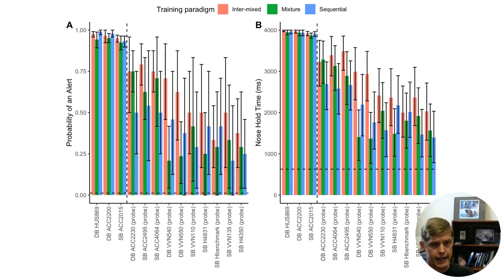And the answer in this case was, again, yes. The intermixed group tended to respond with a higher probability of an alert and a longer nose hold time than did the dogs that were trained in the mixture or in the sequential method. So this is our primary 4 trained varieties.